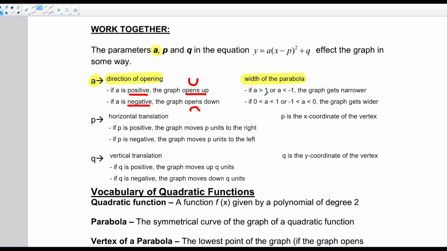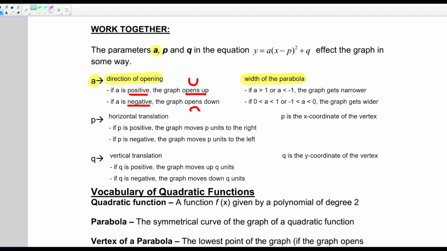Looking at the width of the parabola, we have really just two situations. If A is greater than 1, or if A is less than -1, then your graph becomes narrower. If A is between 0 and +1, or between -1 and 0, then your graph just becomes wider.